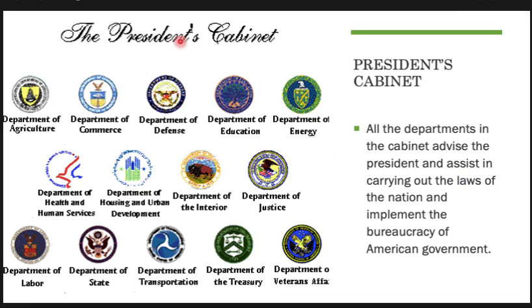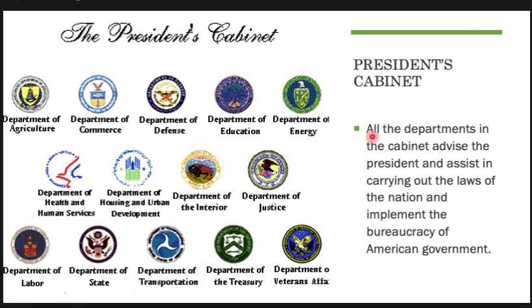Okay. And there are more cabinet positions than this. I don't see Homeland Security. I don't think it's on here. That's one of the newer ones that was created out of the second Bush administration, the George W. Bush administration. But the president is allowed to appoint anyone they want to any of these cabinet positions. They are appointed positions. Many of them are approved by Congress, however, the Senate.